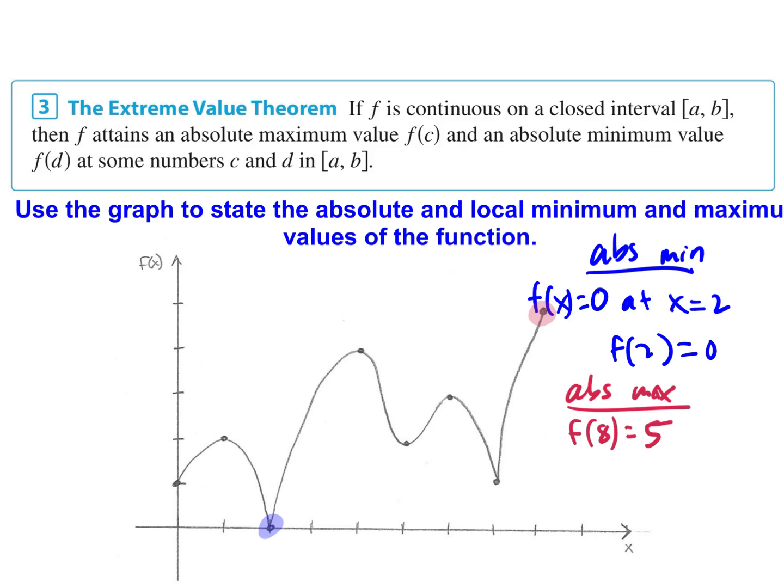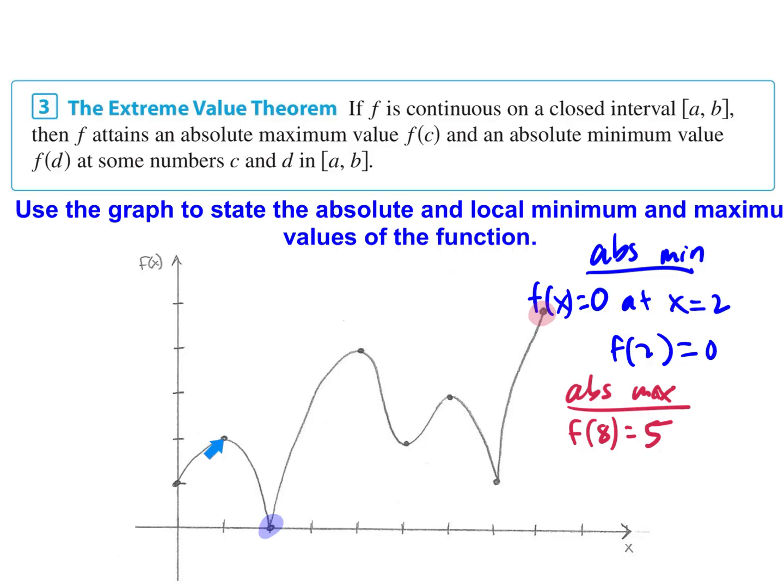Okay. Or you could say 5, x equals 8. It's fine. All right. Can this be a local minimum? No. Why not? Because there's nothing on both sides, nothing on the left. How about this one right here? Yes. What is this?